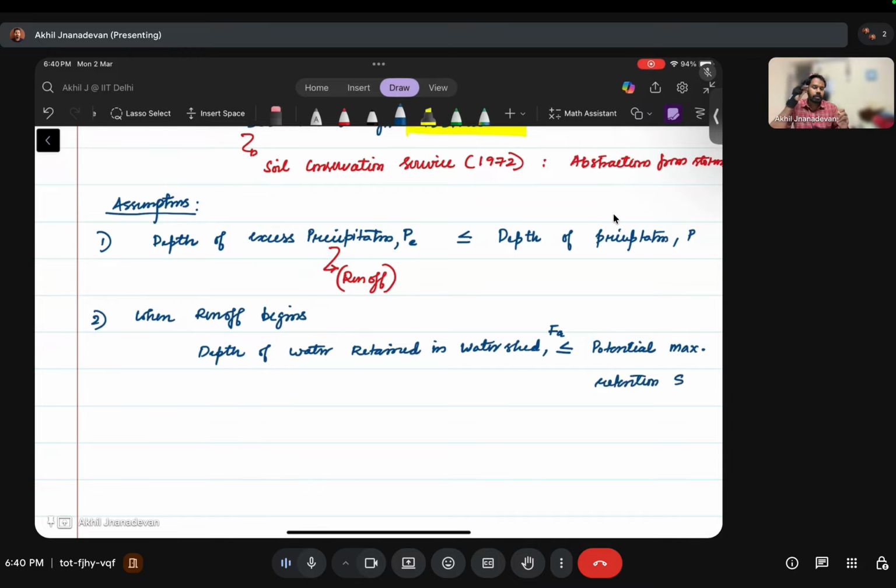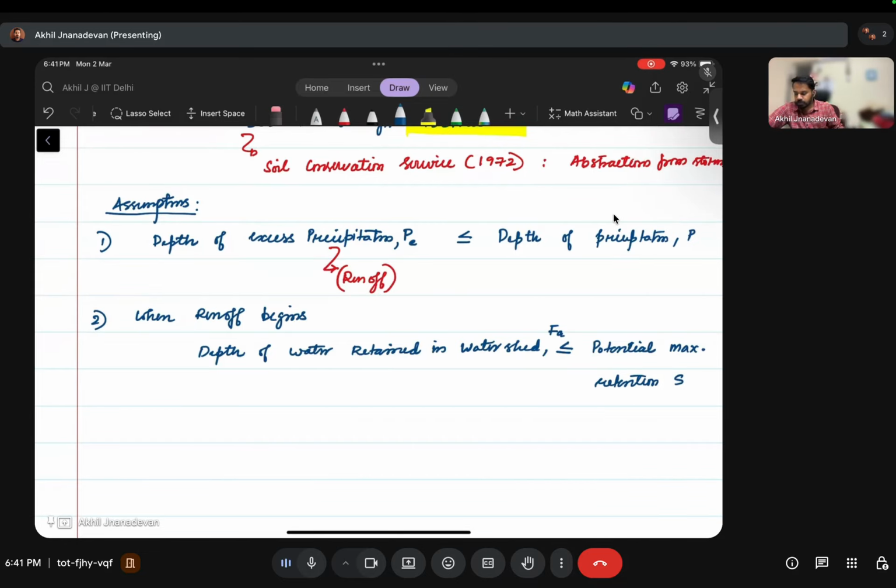So we saw what a retention storage is, right? Retention storage is water that can be stored for a long period of time. Each catchment will have a maximum retention storage and a depth of water. The assumption is that when the runoff begins, the water retained in the watershed will be less than the maximum potential it can retain. In another way, we can say that only when the maximum potential is reached does the runoff start.